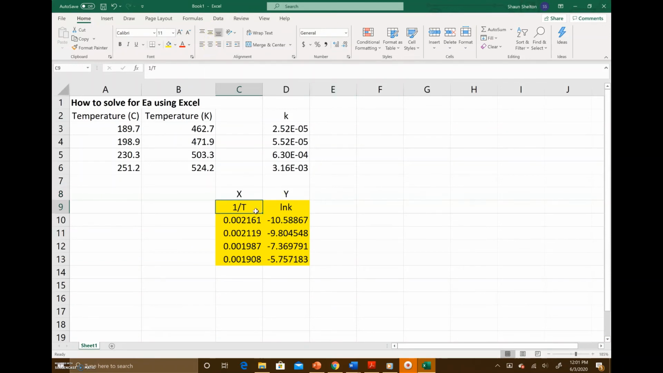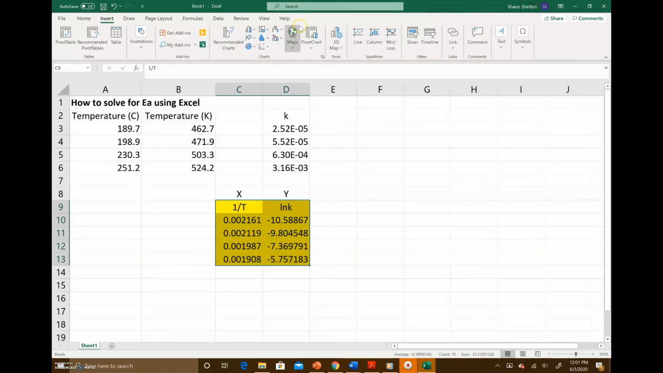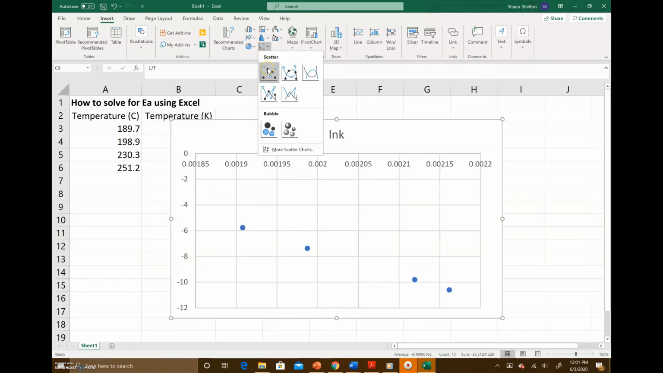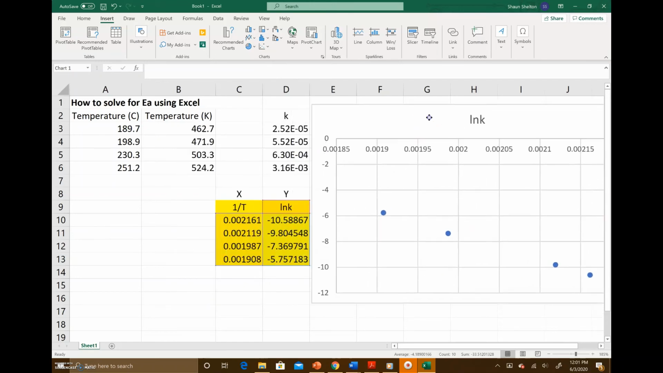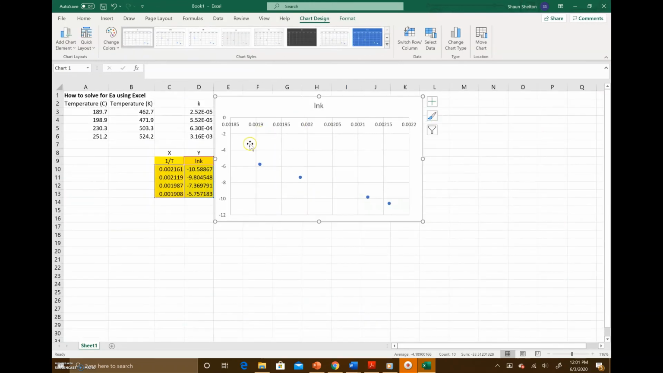To do this, and this is why I did this, because I want to make it easier, I can highlight those two columns, go up, press Insert, find the part where it says Charts, and we're going to do a scatter plot. So we're going to pull this up. So here we have our graph. Now the information we see here is all in the graph.